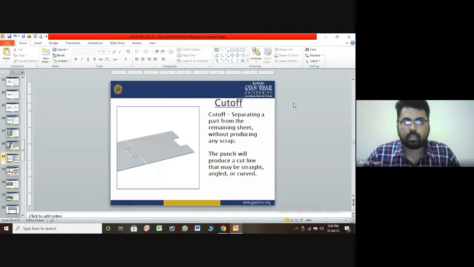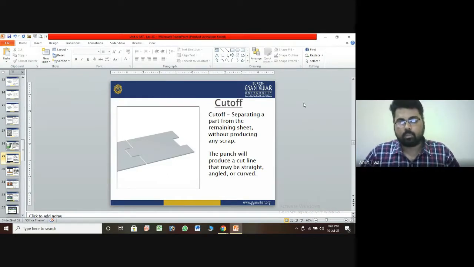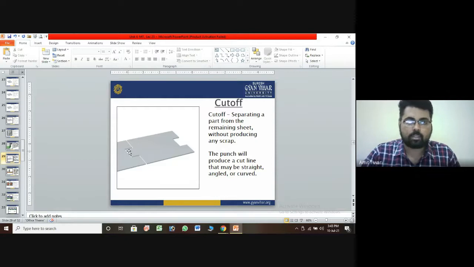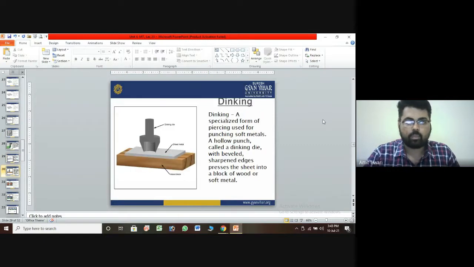Cutoff: you can see here, a cutoff section is separated apart from the remaining sheet without producing any scrap. The punch produces a cut line that may be straight or curved. You can see in this diagram how the punch line will operate if you want to fabricate this type of section; you can easily find it out.